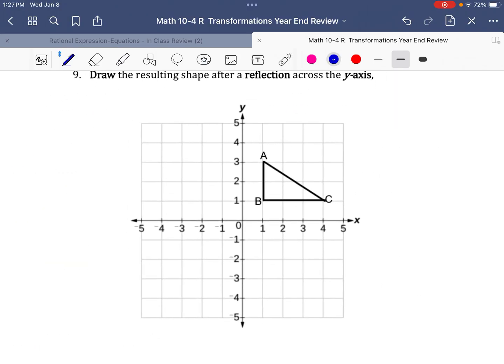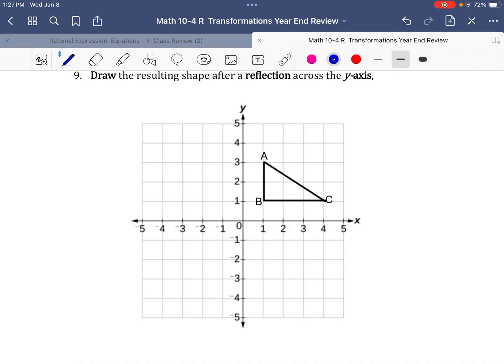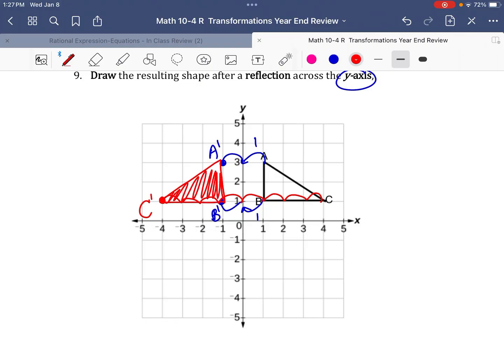Now if we move on to reflections. Okay, reflections across the y-axis. So first of all, we're going from this over there. So how you do these is you just take A and count how far it is to that axis. So that is 1 away. So A prime is going to be over here, 1 on the other side. B is 1 away, so B prime is going to be 1 away on the other side. Now C is 1, 2, 3 away, or sorry, 4 away. So 1, 2, 3, 4 away gives me C prime. And we connect our dots, and that is a reflection across the y-axis.